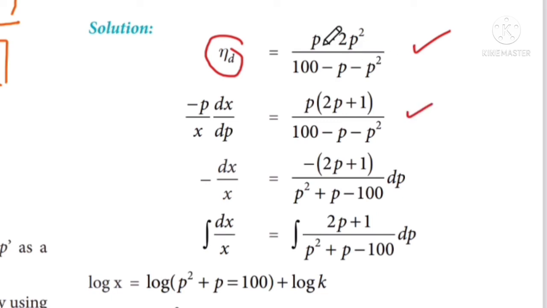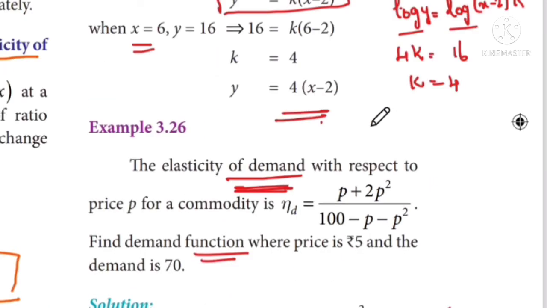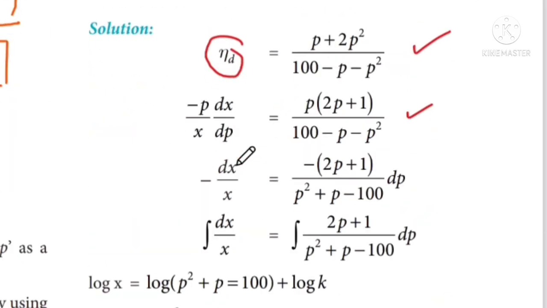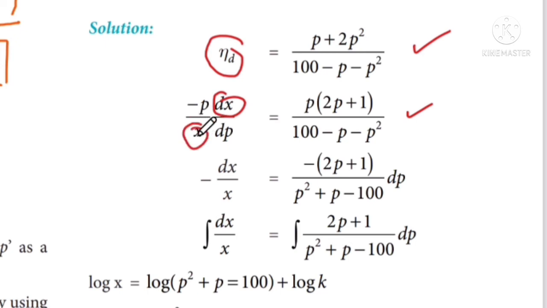Take out p common outside. So you'll get 2p plus 1, so dx by x. Now separate the variables. You're going to find the original function. Find the demand function. What is given is the elasticity of demand. To find the original function, you have to integrate this. To integrate this, you have to separate the variables. So what should you do? Dx and x you keep here. Dp, p take it to the side.